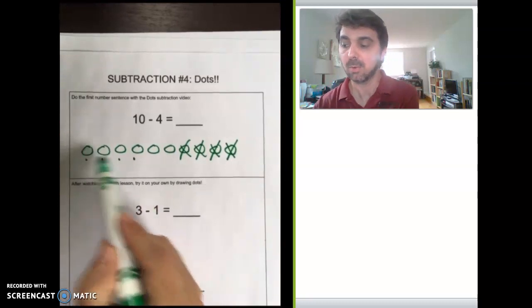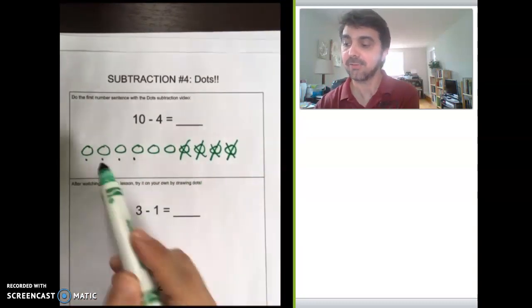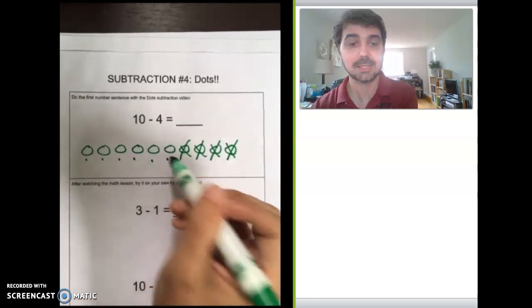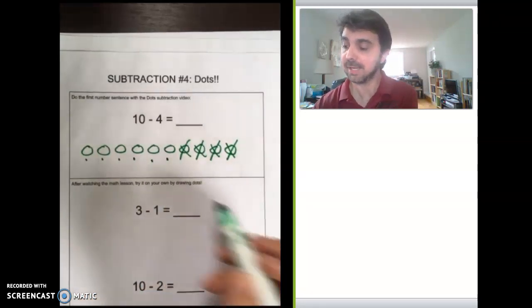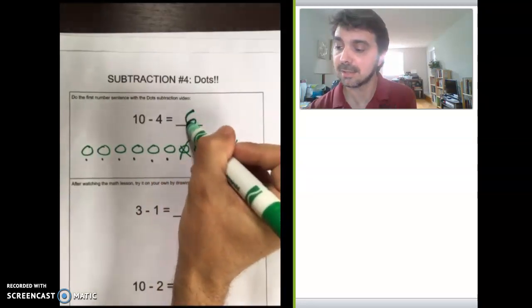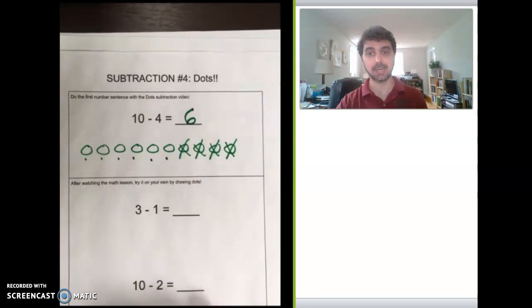So we had 10 dots. We crossed off 4, and we have 1, 2, 3, 4, 5, 6 left. So that means that 10 minus 4 equals 6. Easy peasy, right? Just with any kind of crayon or marker or pencil and paper, you can solve subtraction problems.